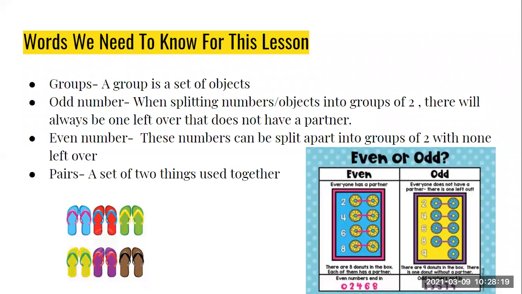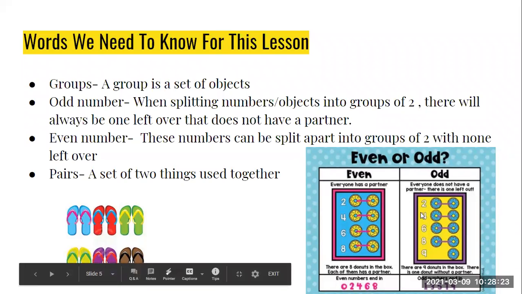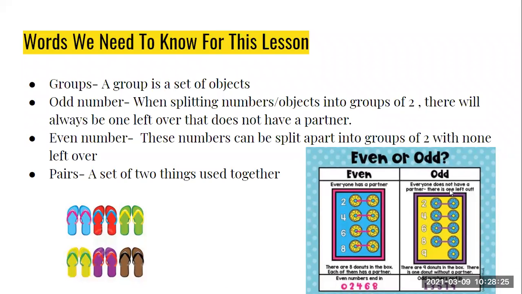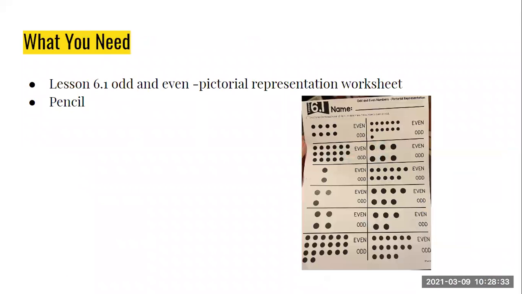So remember, even always has a partner when we split it into groups of 2. Odd always has one left over when we're splitting it into groups of 2. So what we'll need, you're going to need your 6.1 worksheet and a pencil or something to write with. All right, friends. I'm going to stop sharing.